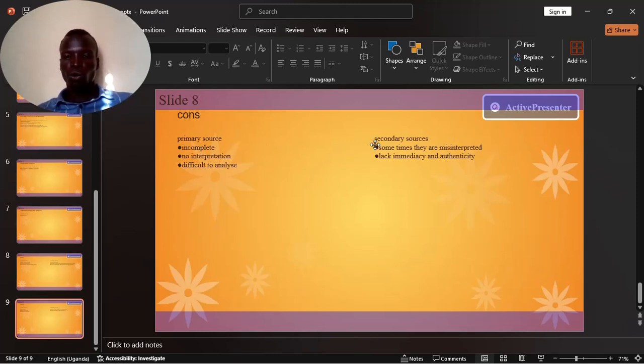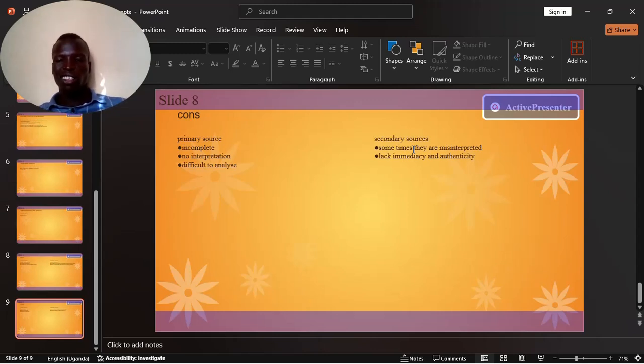Taking us to secondary sources. Basically, secondary sources, as we know, reveal the version of primary sources. But sometimes they are misinterpreted, as the cons. They are misinterpreted, not clearly analyzed. So it makes us have difficulties in accessing or understanding some of the information.